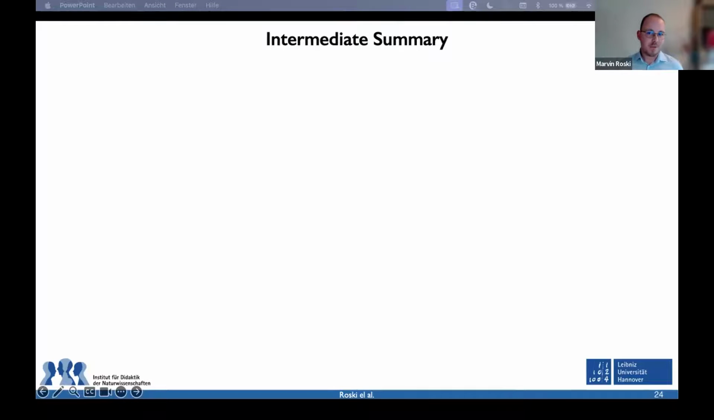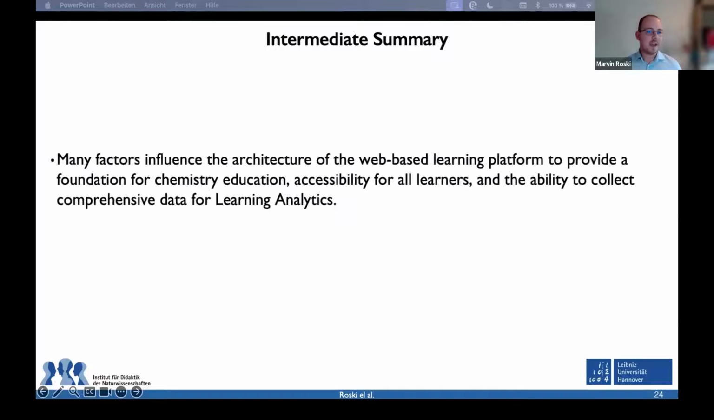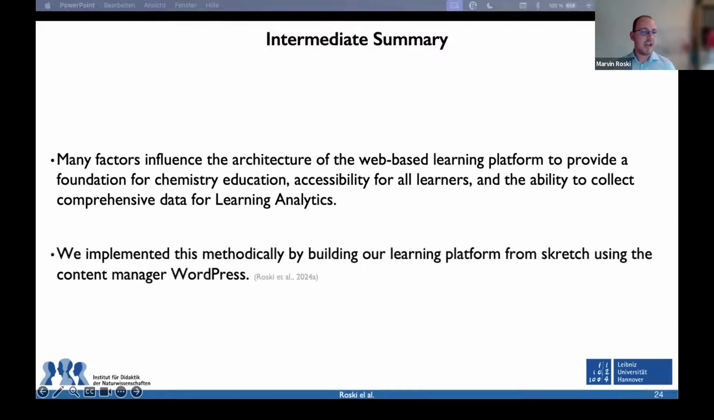To briefly summarize this part, we have many factors that influence the architecture of the web-based learning platform to provide a foundation for chemistry education, accessibility for all learners, and the ability to collect comprehensive data for learning analytics. We implemented this by building our own learning platform from scratch using the content manager WordPress. So we did not use existing systems like Moodle, but we created our own platform.